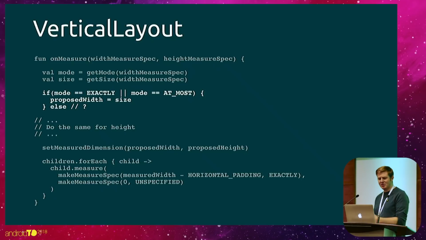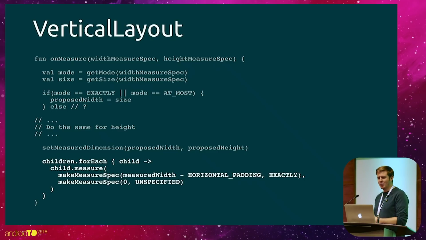So we set our proposed width to the size given to us, and we do the same for height. Or we set width to the proposed width and height to what was passed to us. We call the special set dimensions method with these newly calculated width and height. And then we iterate over our children. Since it's a view group, it's our responsibility to call the corresponding measure method on the children.